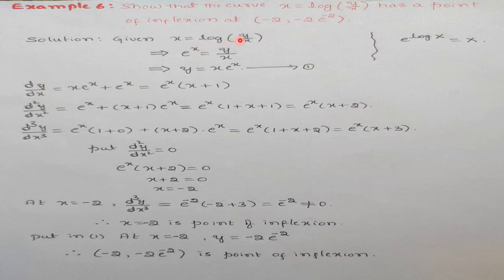Here x is equal to log of y by x. This might look tricky, but when we take the exponential on both sides, here e power x is equal to e power log of y by x. E to the power log, they both get cancelled. Remaining is y by x.